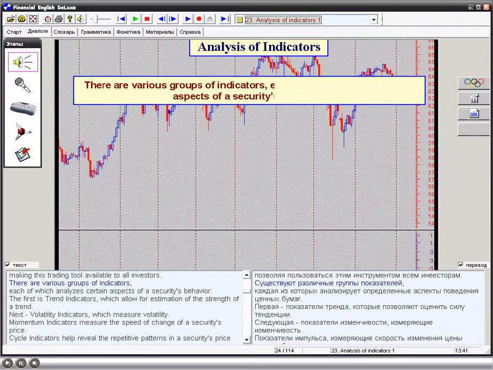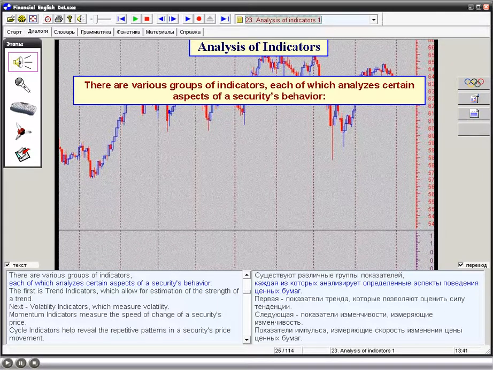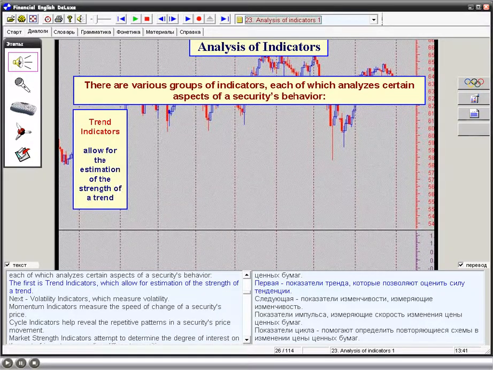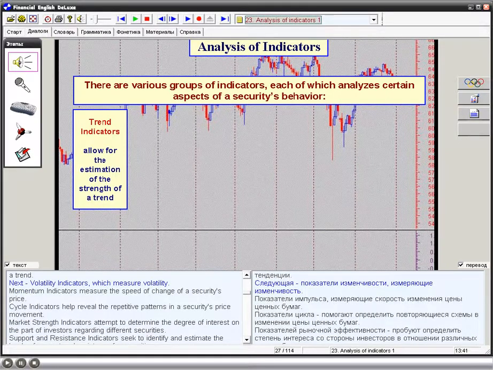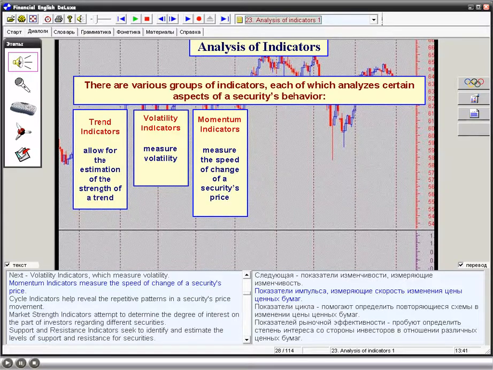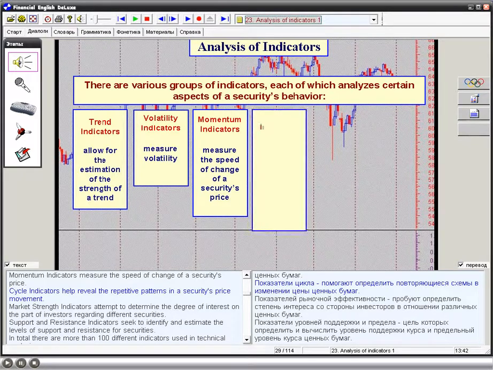There are various groups of indicators, each of which analyzes certain aspects of a security's behavior. The first is trend indicators, which allow for the estimation of the strength of a trend. Next, volatility indicators, which measure volatility. Momentum indicators measure the speed of change of a security's price. Cycle indicators help reveal the repetitive patterns in a security's price movement.